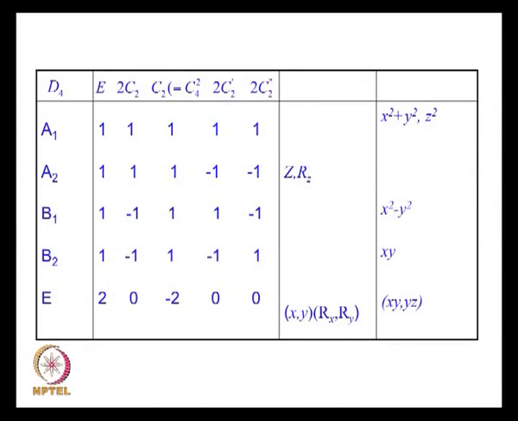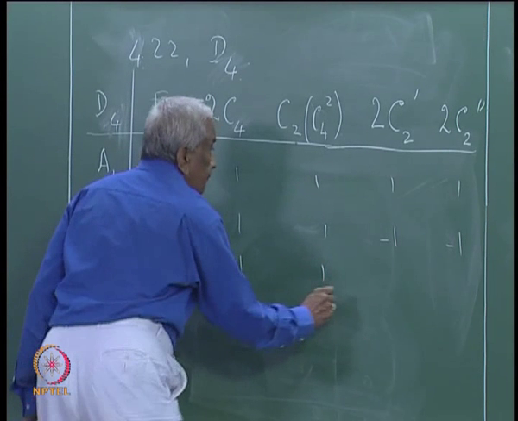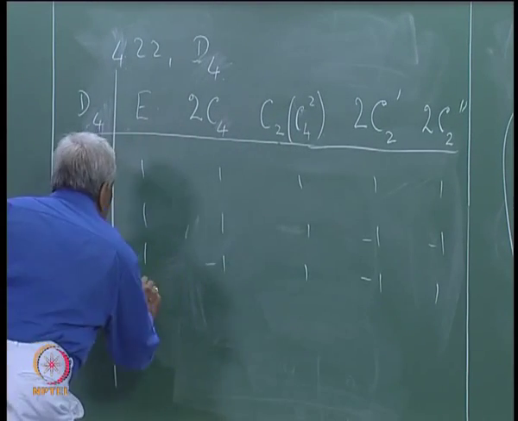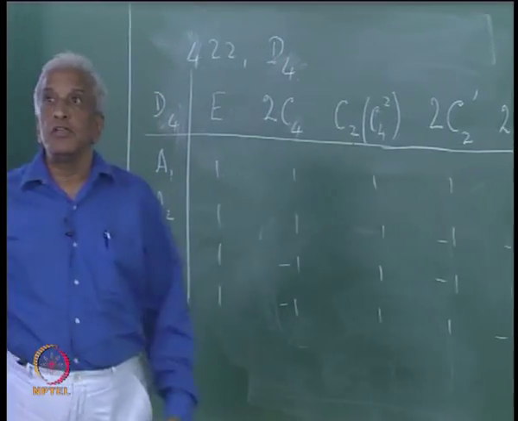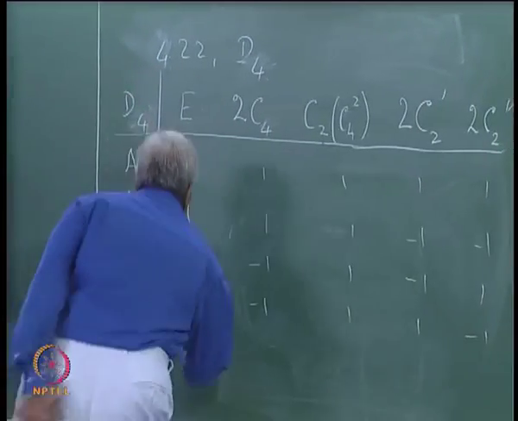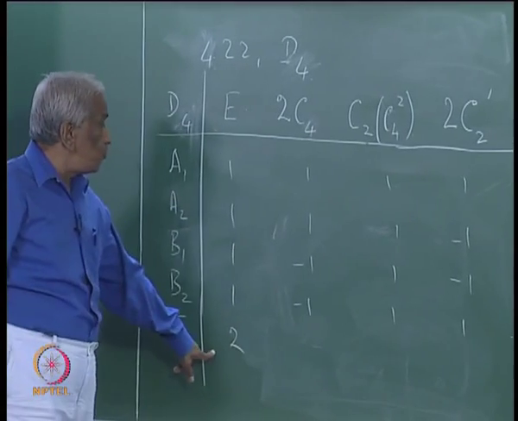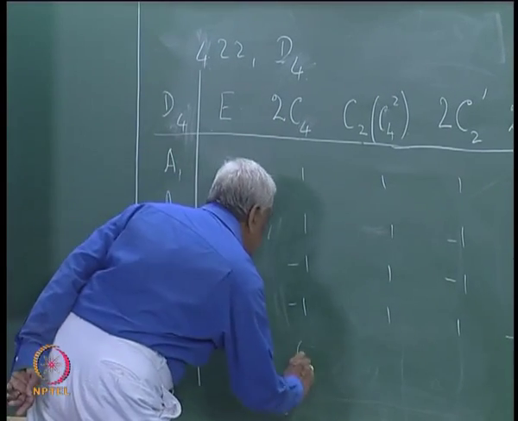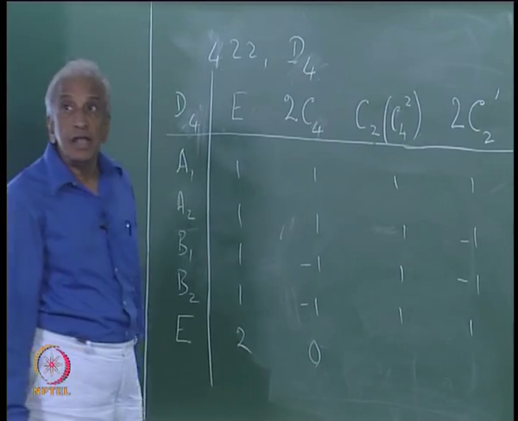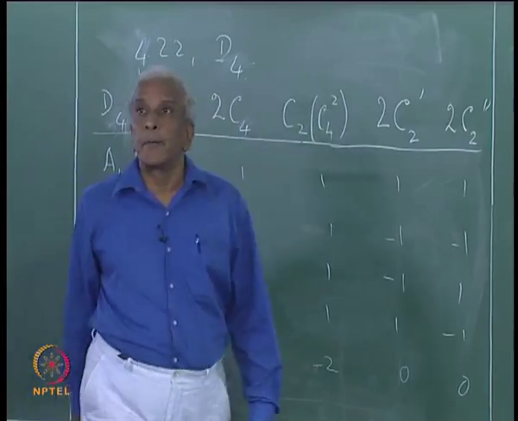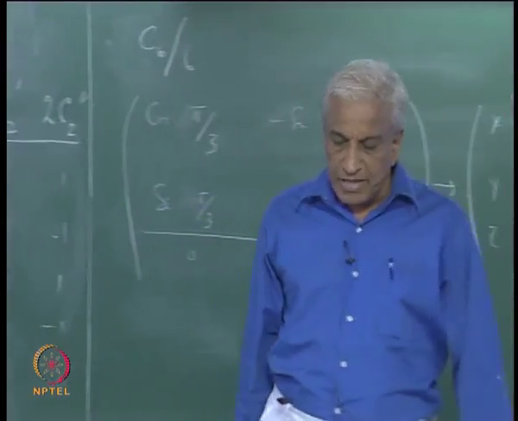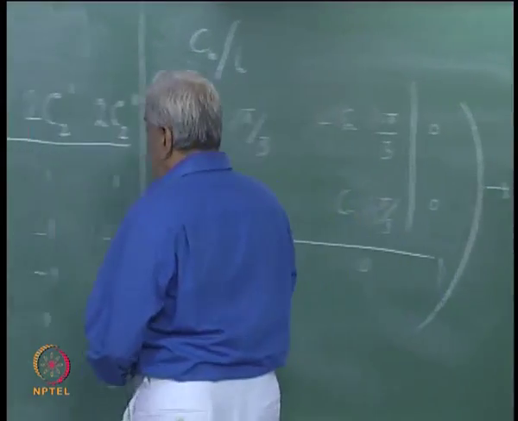So, you have B1 which has antisymmetry with respect to this axis, and another one, and then you have the 2 dimensional representation which has the character 2 for the identity, it has the character 0 as we saw already, this will be minus 2 0 0. So, that would be the character table for D4.